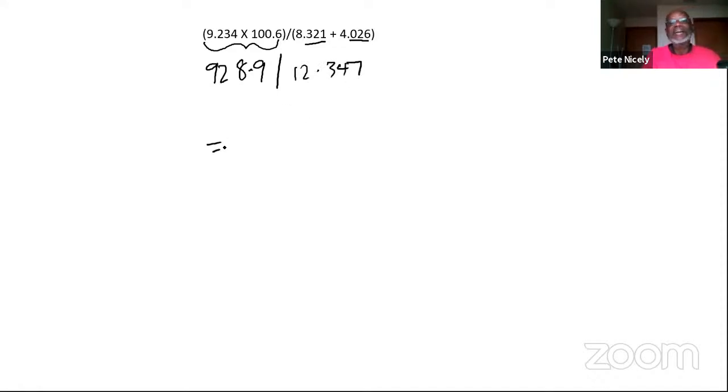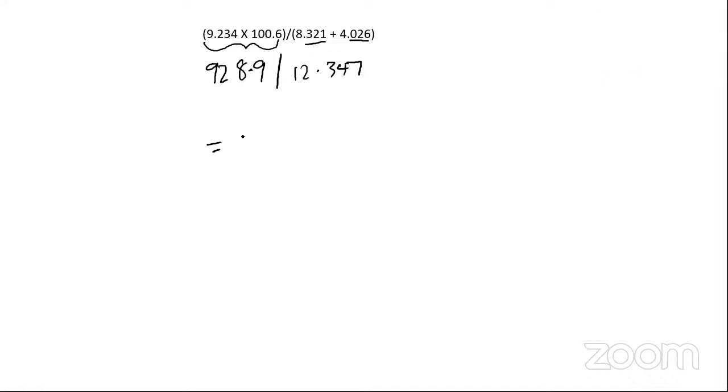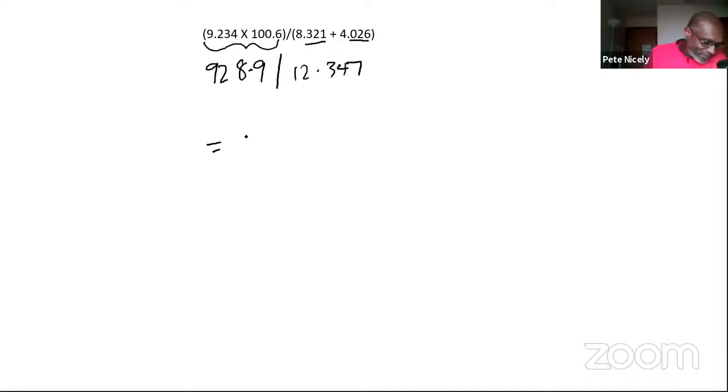And then the next step is to divide these two, right? So I'm going to divide 928.9 by 12.347. And to what extent do I need to round off the final answer here? 4 sig figs, right? So according to my calculator display, that would be 75.23, and that would be the final answer. All right. Any questions about this one?